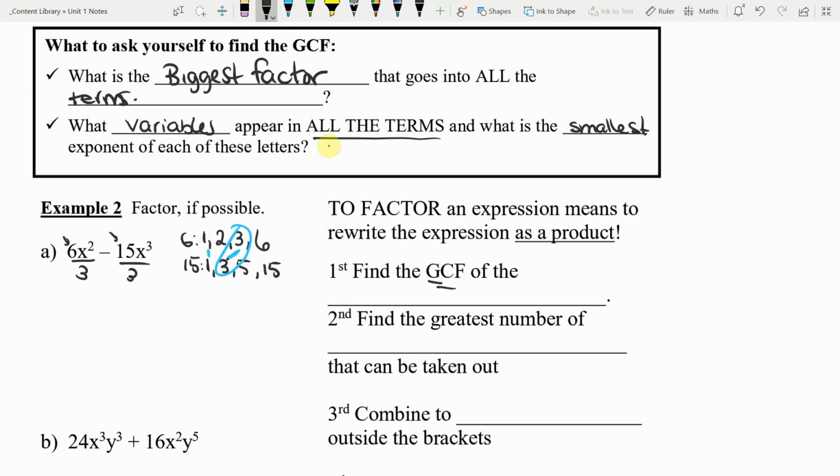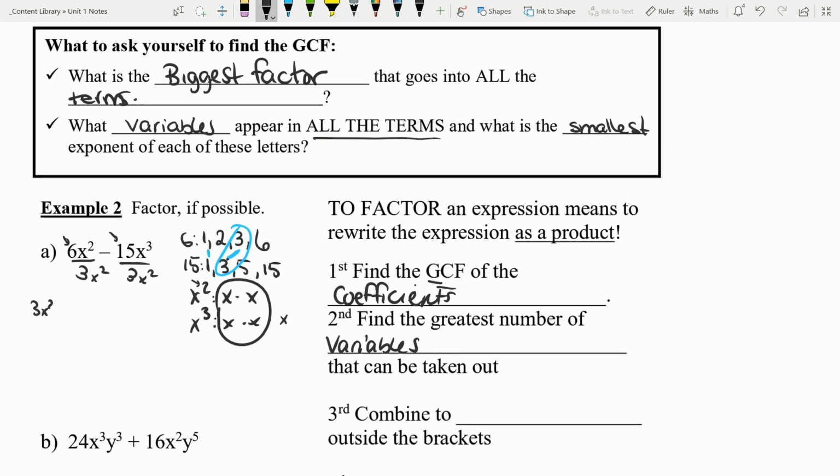Second, we're looking at the variables, right? Do we have a variable that repeats? So find the greatest common factor of the coefficients, and then find the greatest number of variables that can get taken out. So an x squared is an x times an x. x cubed is an x times an x times an x. So we can actually take out 2 of those. So remember from before, the smallest exponent is 2, right? So we can take out 2.